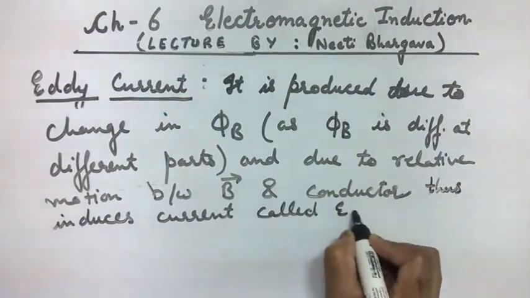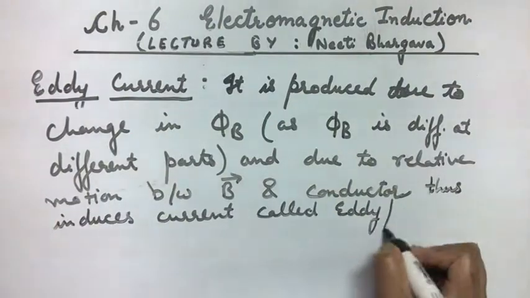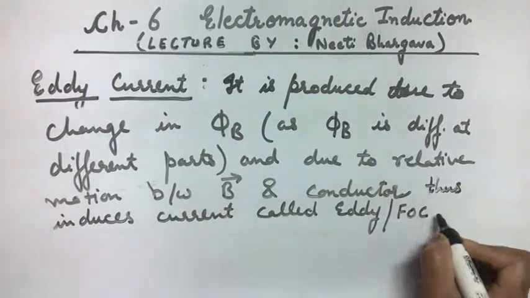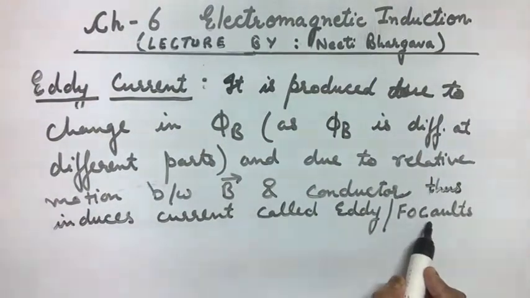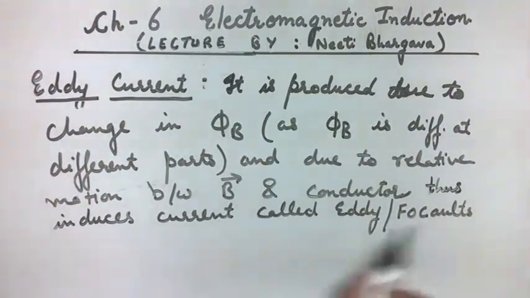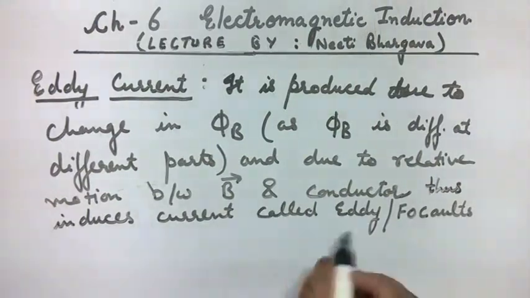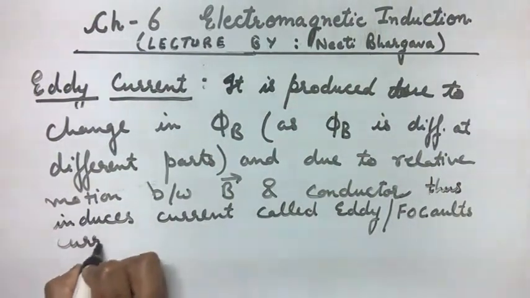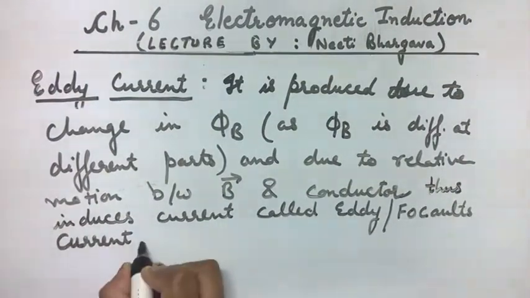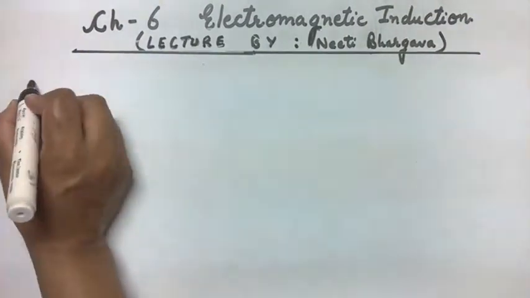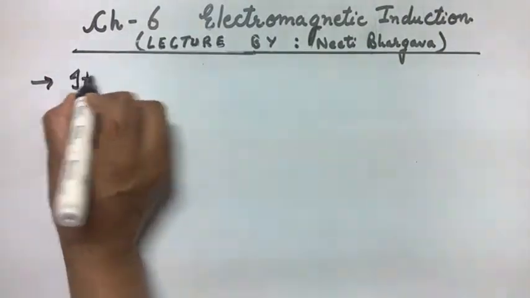It is called eddy and Foucault current, because it was discovered by the physicist Foucault, therefore it is also known as Foucault currents. It is pronounced as Foucault, and its direction is given by Lenz's law.